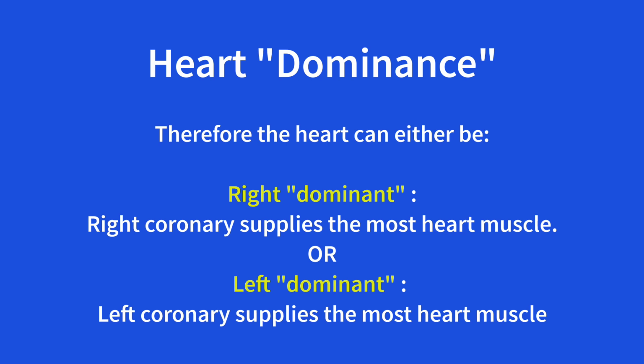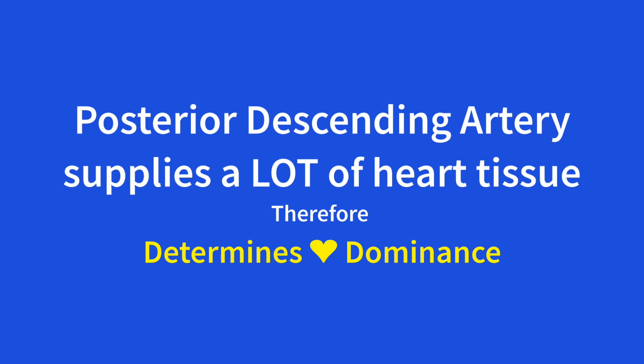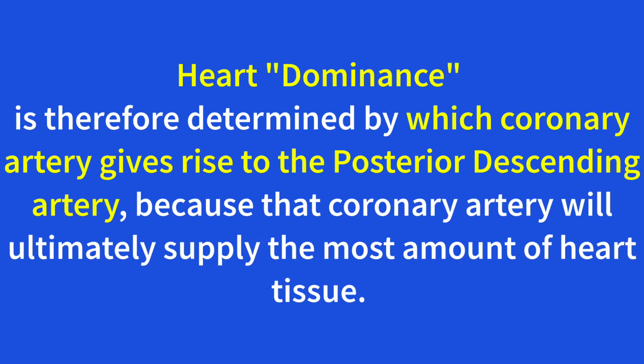The coronary artery that supplies the most heart tissue with the most blood is the dominant artery. So to determine dominance, you need only look at which coronary artery gives off the posterior interventricular branch, the PDA, because the posterior descending branch itself supplies so much heart tissue with blood. Dominance is defined by which coronary artery, the right or the left, gives rise to the PDA. Whichever one does is therefore the dominant artery.